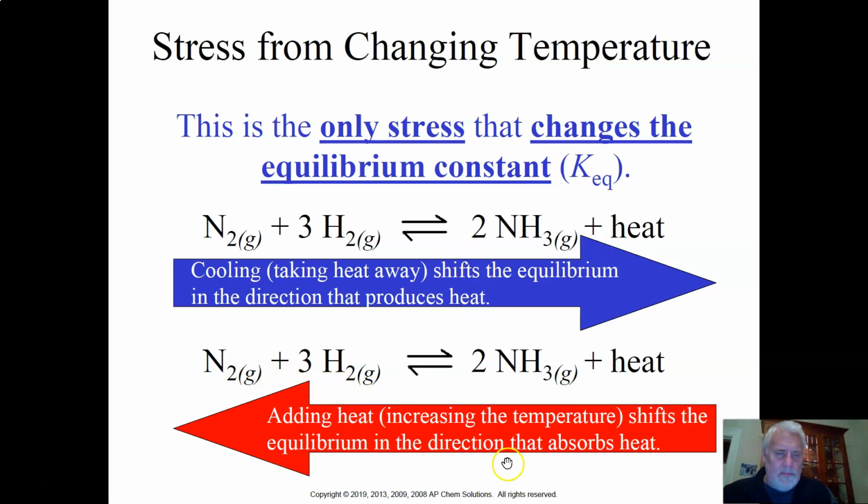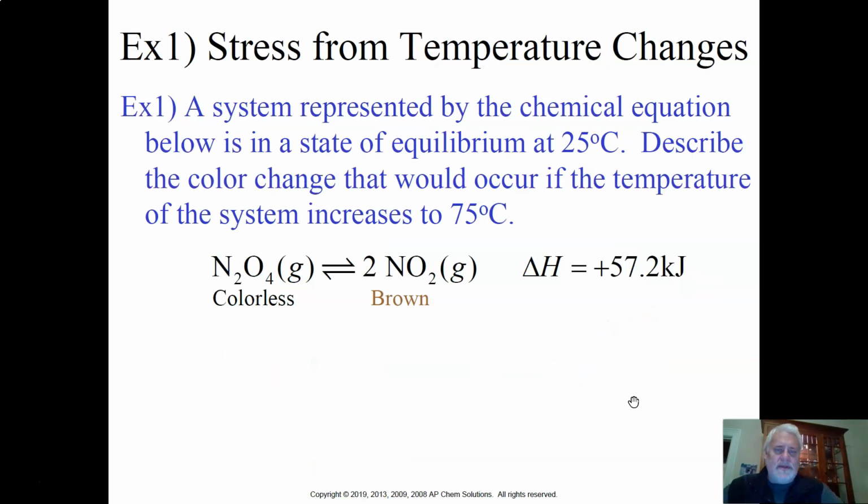Okay, so heating it, you're adding to the same side. It's like adding more product. When you add more product, it will shift to go away. Add here, it goes away. Take away, it comes back. So you got to know if it's exothermic or endothermic in order to be able to answer those questions.